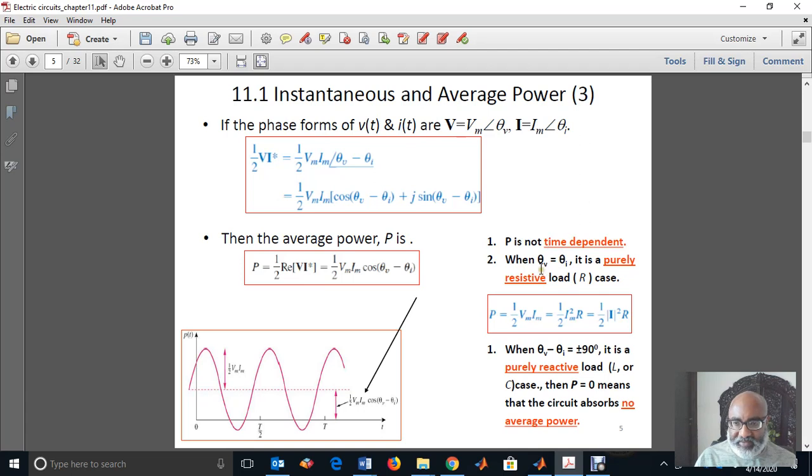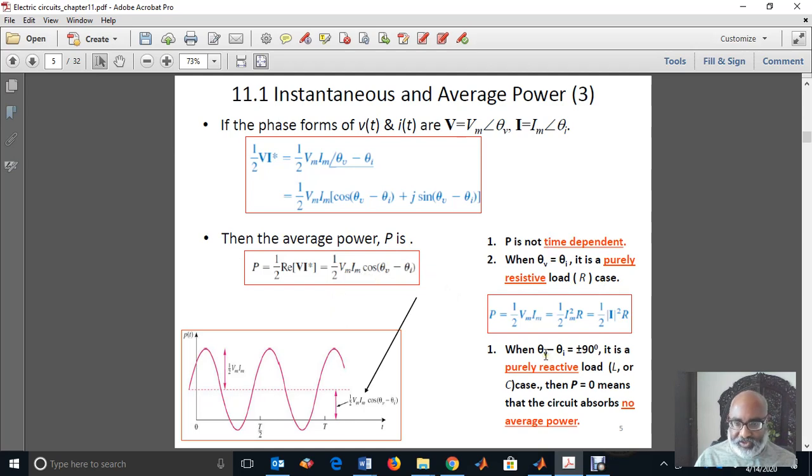And if theta V is equal to theta I, we call the voltage and the current are in phase. For what kind of element? For a resistor, for example. The current through the resistor and the voltage across the resistor are in phase. So theta V is equal to theta I, and it will be purely a resistive load. And cosine of 0 will become 1, then it will be simply 1 over 2 Vm times Im.